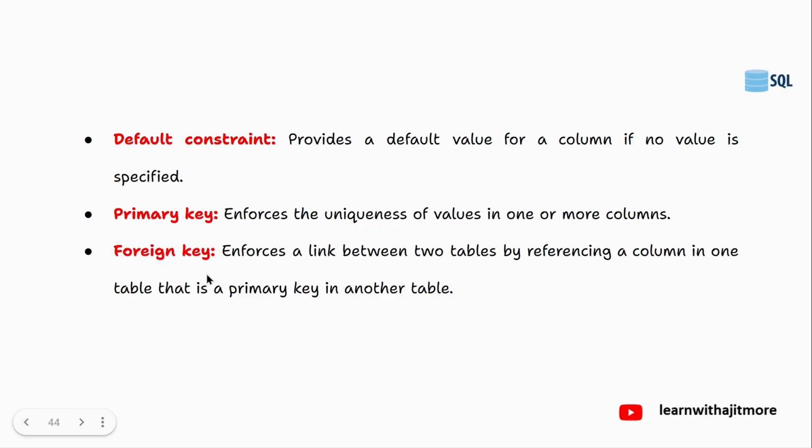And then comes foreign key. Foreign key is for what purpose? I told you to set the relation between two tables. Means in that case, it will confirm that the value of that column is taken from the primary key of some another table. Get it? So it enforces a link between two tables by referencing a column in one table that is primary key in another table. Always याद रखना है, always foreign key refers its value from the primary key of some another table.